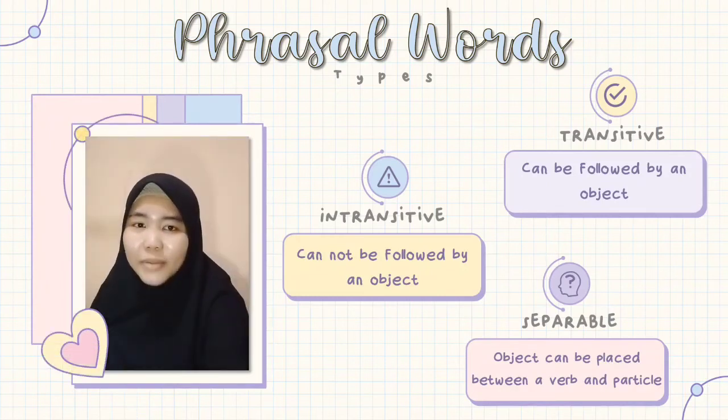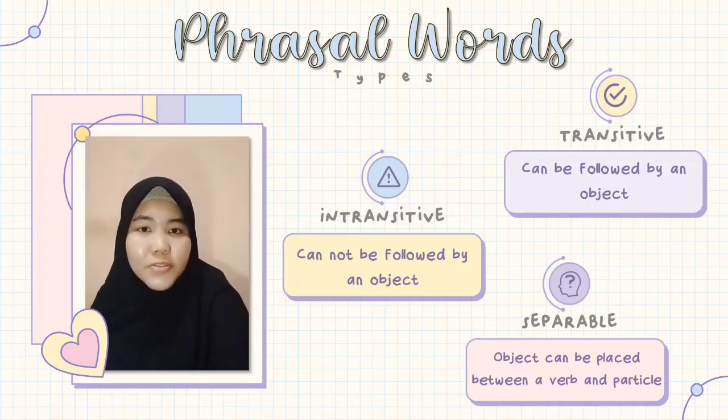Okay, this is our time to know what the types of phrasal words are. Here we have 3 types. First is intransitive phrasal words. Intransitive phrasal words cannot be followed by an object. It means we do not need an object in this case, and it is directly followed by an adverb. Second, transitive phrasal words. This is the opposite of intransitive, so transitive phrasal words can be followed by an object. In this type, the object is a must to make clear what our statement means. After the object, it can be followed by an adverb.